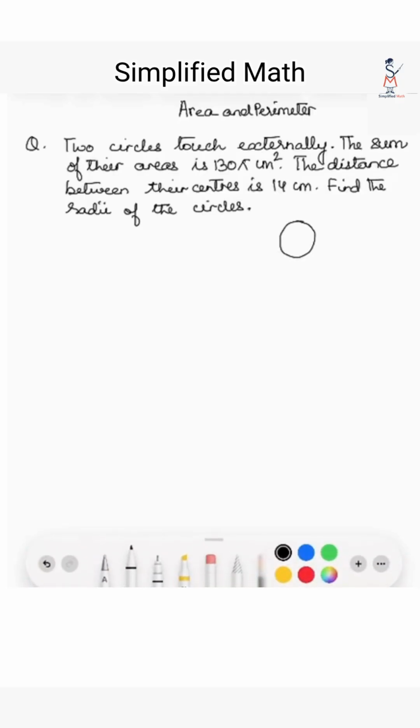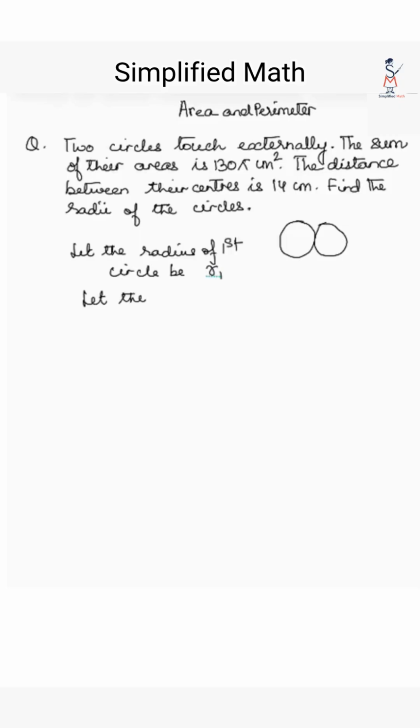They touch externally. That means they touch like this. So let the radius of the first circle be R1. Okay, and let the radius of the second circle be R2.